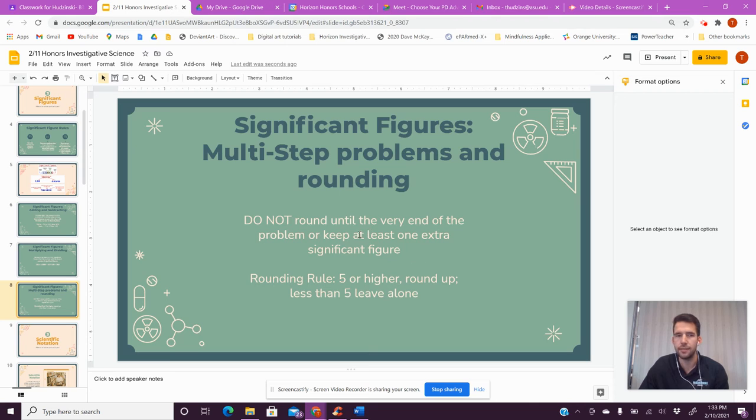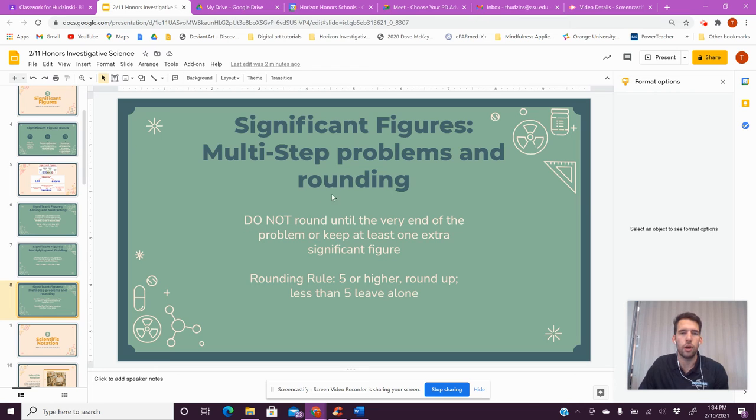And I know I didn't get to this last slide with all of my classes, but it's very easy when you're doing multi-step problems where maybe you are multiplying and then you are dividing and then you are adding. Just make sure that you're not rounding until the very end. That's the only thing. Do all the math like you normally would, but don't round your answer until the very end. And you want to follow the rules as you go along.